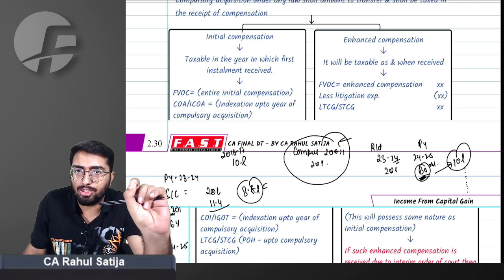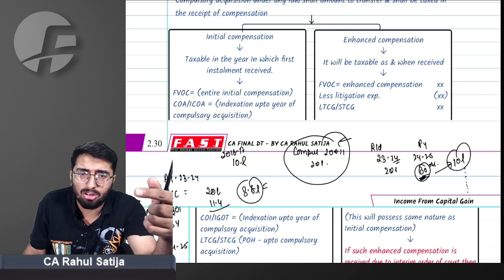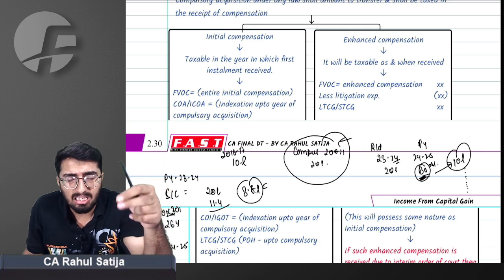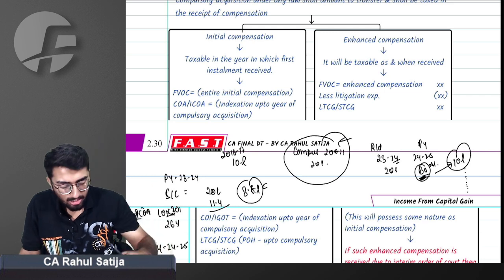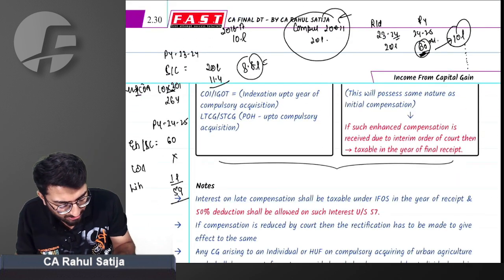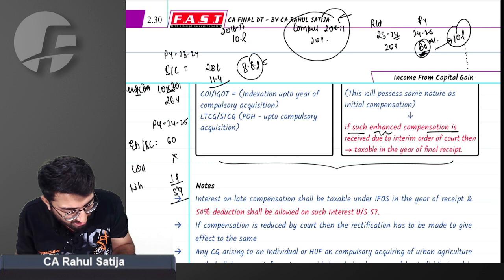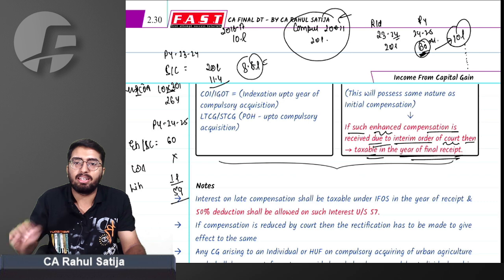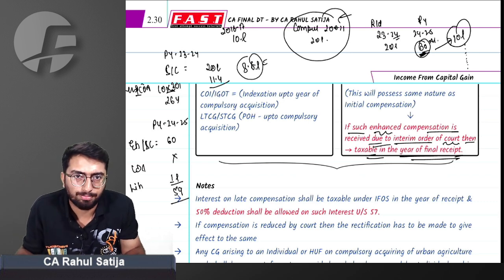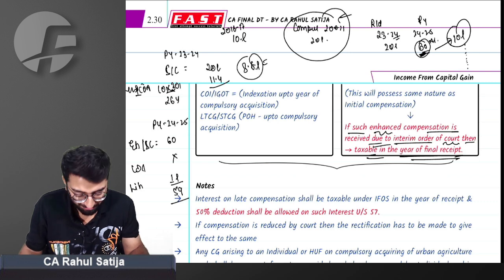Any enhanced compensation received on account of an interim order of the court will be taxable in the year in which final compensation is received. Did you get this point or not? You have to read this line twice, then you will understand better. If any enhanced compensation is received on account of an interim order of the court, then it will be taxable in the year of final receipt. Did you get this point or not? Yes, sir, we did understand what you are trying to say.